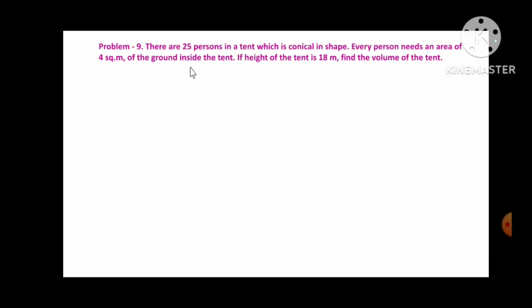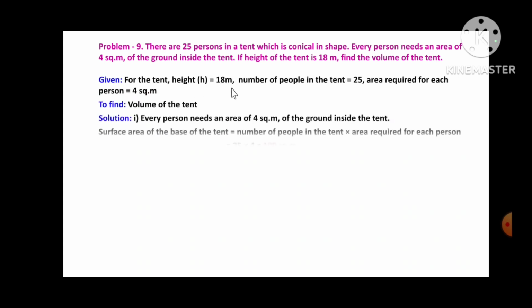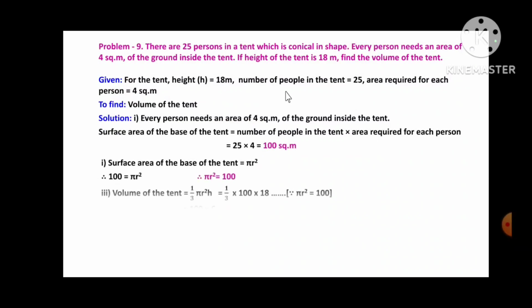So friends, now we will see problem number 9. There are 25 persons in the tent which is conical in shape. Every person needs an area of 4 square meter of the ground inside the tent. If height of the tent is 18 meter, find the volume of the tent. Friends, here the given things are h is equal to 18 meter. Number of people in the tent is 25. Area required for each person is 4 square meter. We have to find out the volume of the tent.